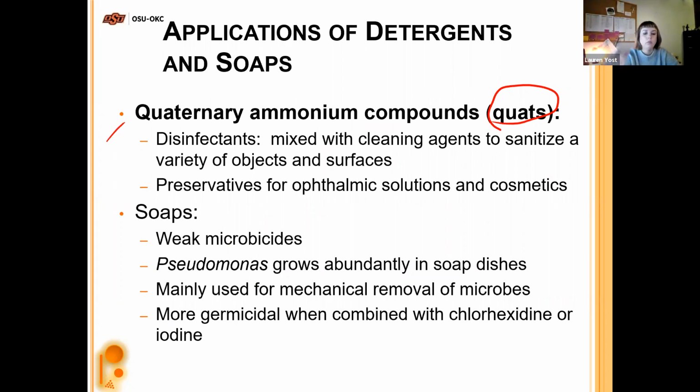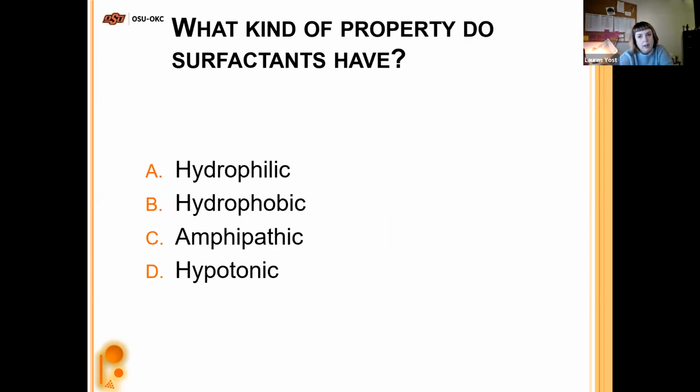So soaps, next thing, detergent. They aren't very microbicidal. Pseudomonas is an example of a bacteria that grows on soap dishes. And mostly they're used for mechanical removal and not really anything else. We typically combine them with chlorhexidine or iodine in order to make them useful. So what kind of property do surfactants have? They are amphipathic. Remember, they have the charged head and the hydrophobic tail.